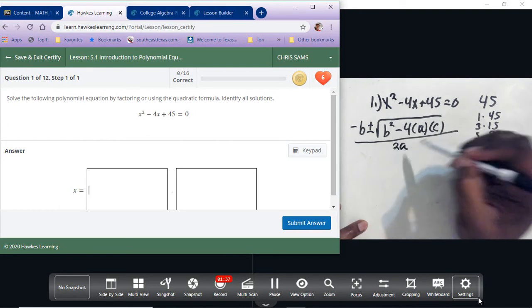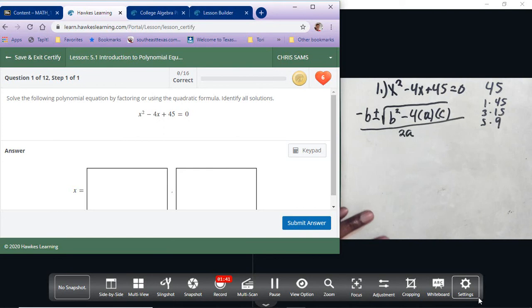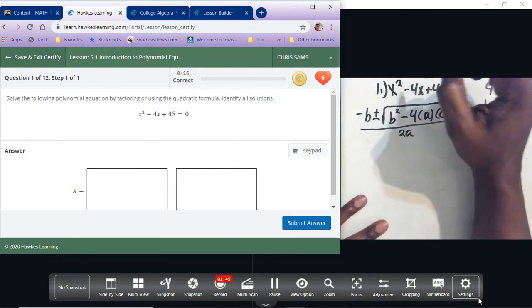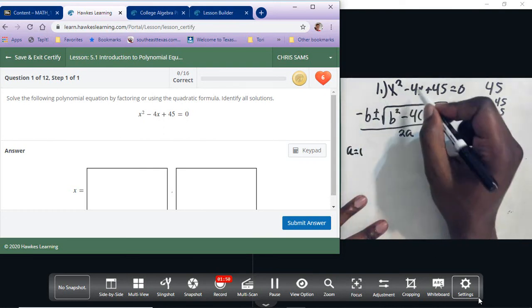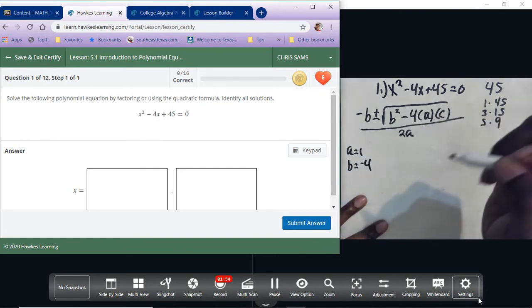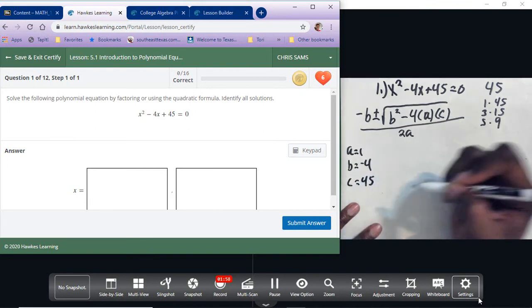So first I want to write the formula down. Then I'm going to plug everything in, and then we'll start working it. So identify a, b, and c. It might help you. A is 1, the leading coefficient. B is negative 4, and c is 45. Alright, so I'm going to plug these in.